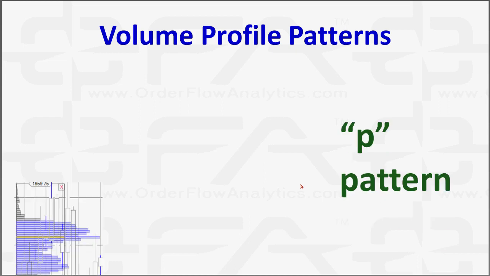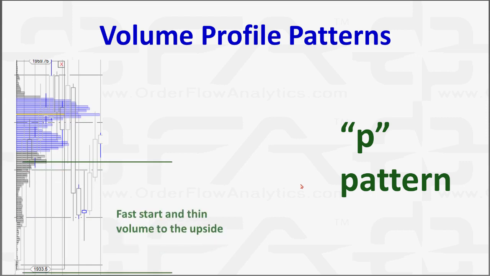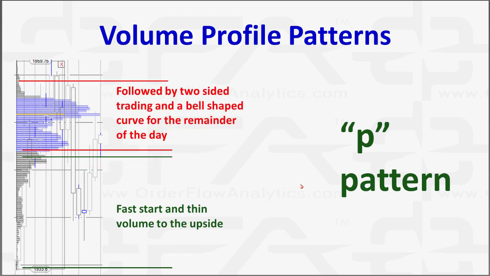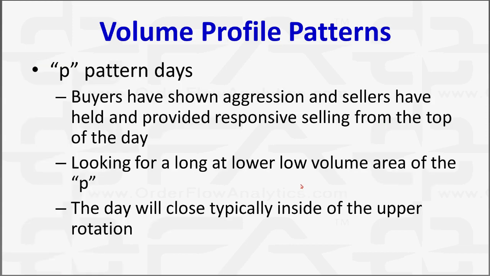P pattern is just the opposite of the B pattern, and we get a very fast start and a thin volume to the upside. We get followed by two-sided trading and a bell-shaped curve for the remainder of the day. And what this is saying is buyers show aggression. Sellers never push back down into that thin area, but sellers have held in that area and provided responsive selling from the top of the day.